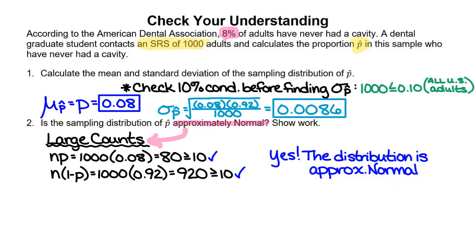All right. Now I want you guys to go and do just number 3. Find the probability that the random sample of 1,000 adults will give a result within 2 percentage points of the true mean. What do they mean by within 2 percentage points of the true mean?